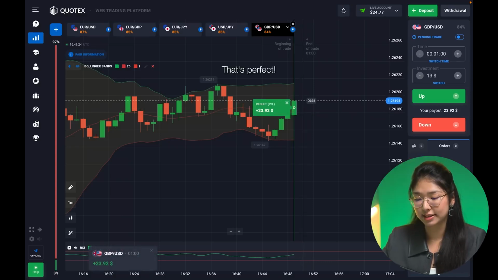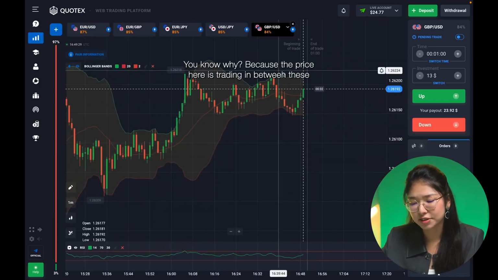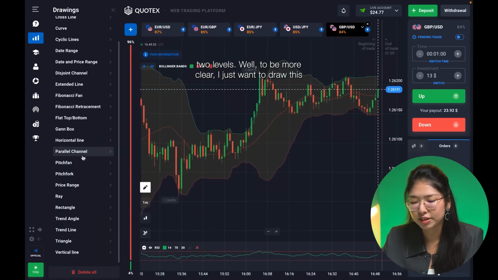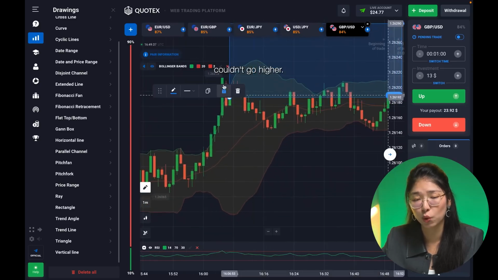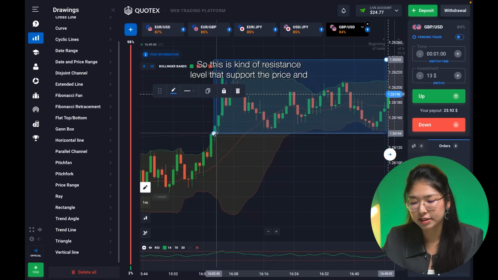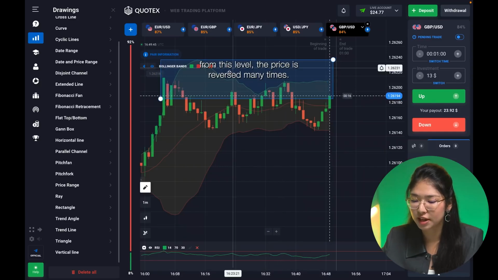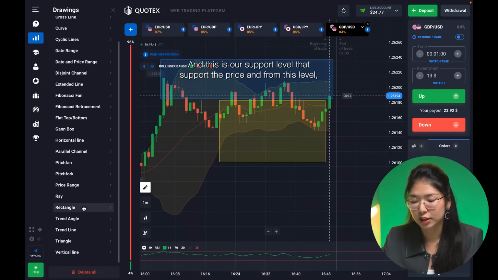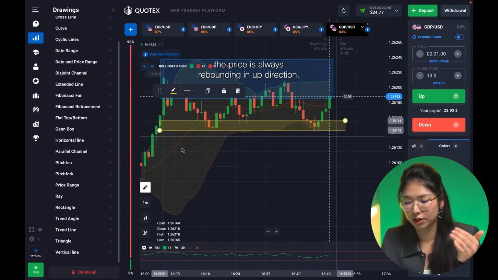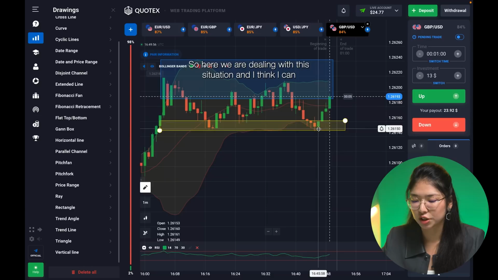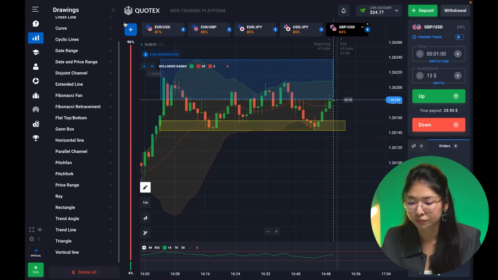That's amazing, guys. As you see, again I reached this profit. You know why? Because the price here is trading between these two levels. To be more clear, I just want to draw the situation, and as you see, this is a supply zone from which the price couldn't go higher. And this is a kind of resistance level to support the price, and from this level the price reversed many times, and this is our support level that supports the price, and from this level the price is always rebounding in up direction. Here we are dealing with this situation, and I think I can continue dealing with this situation more and more times.